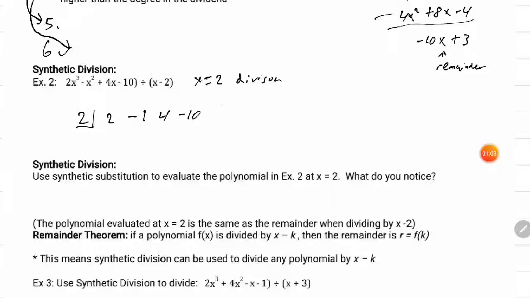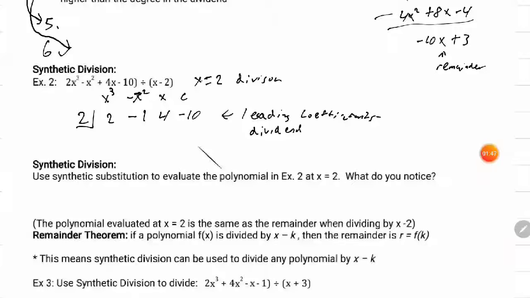Now, where I got those from is that these are the coefficients of our dividend, the thing that is being divided. So this is my number in front of my x cubed, my number in front of my x squared, my number in front of x, and my constant.